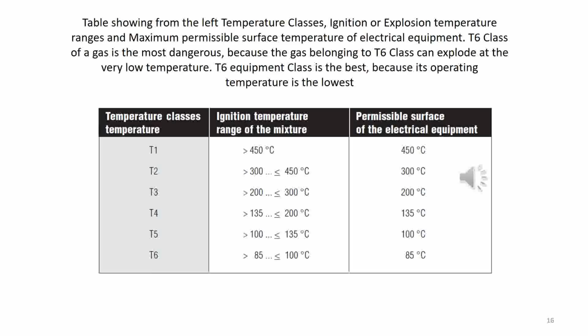T6 class of a gas is the most dangerous because the gas belonging to T6 class can explode at a very low temperature. On the other hand, T6 equipment class is the best because its operating temperature is very low.